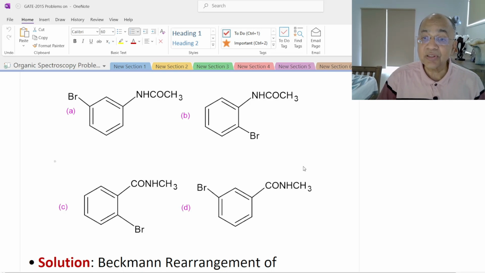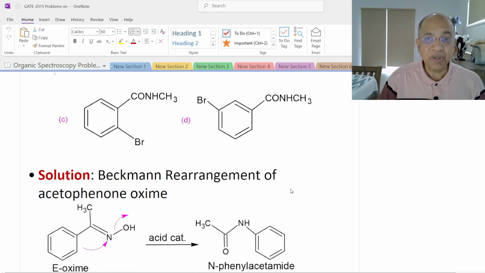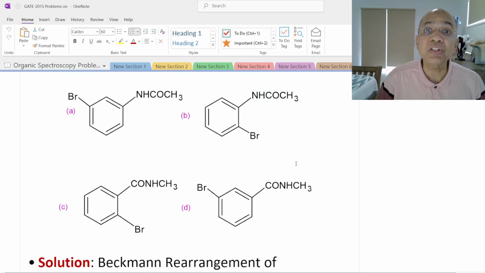Moreover, this will be a singlet and that will be a doublet, because these secondary amides have a very slow rate of NH proton exchange, so they do couple. The methyl will be a doublet, but you are getting a singlet, and that too at 2.04. That without any iota of doubt proves that it is an N-phenylacetamide derivative. So we reject these two. It cannot be an N-methyl benzamide derivative.